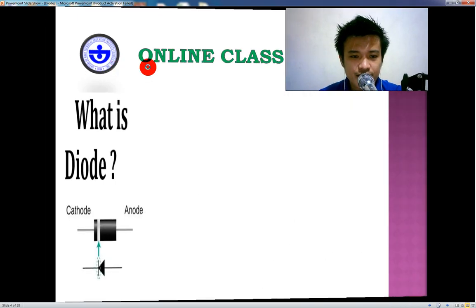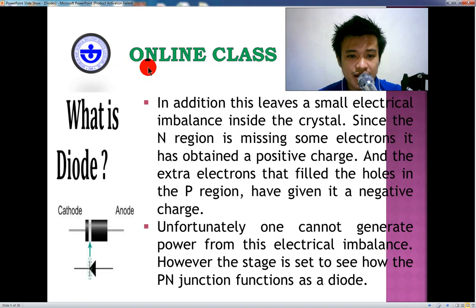Okay. Next is, what is again a diode? So in addition, this leaves a small electrical imbalance inside the crystal.